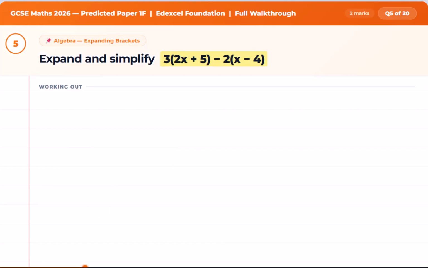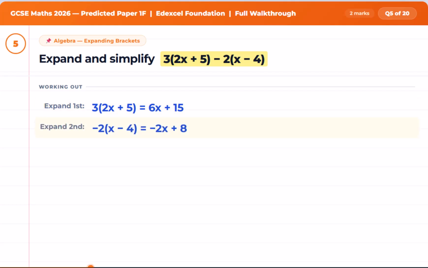Expand and simplify 3 times bracket 2x plus 5, minus 2 times bracket x minus 4. Multiply everything inside the first bracket by 3. 3 times 2x equals 6x. 3 times 5 equals 15. Multiply everything inside the second bracket by -2. -2 times x equals -2x. -2 times -4 equals +8.